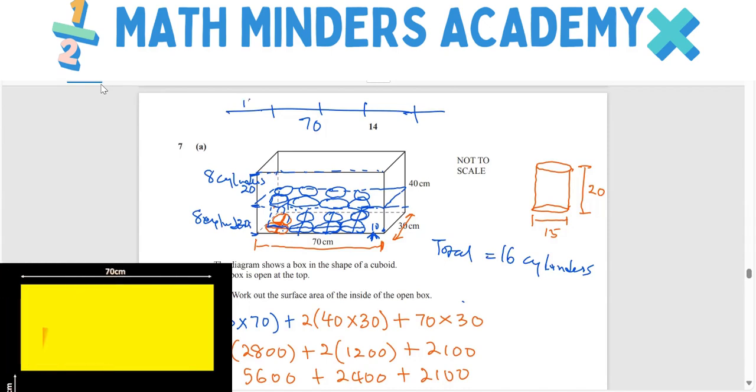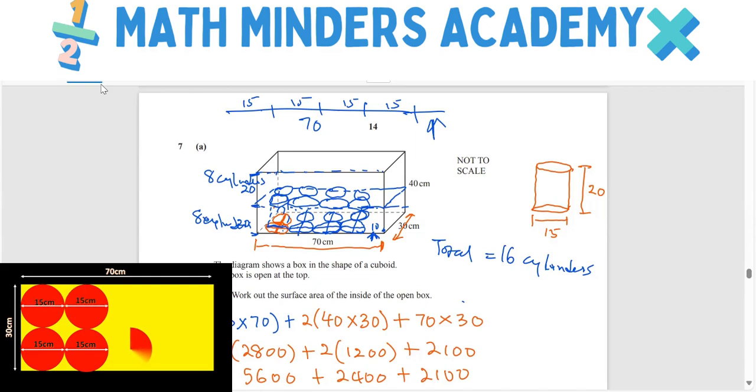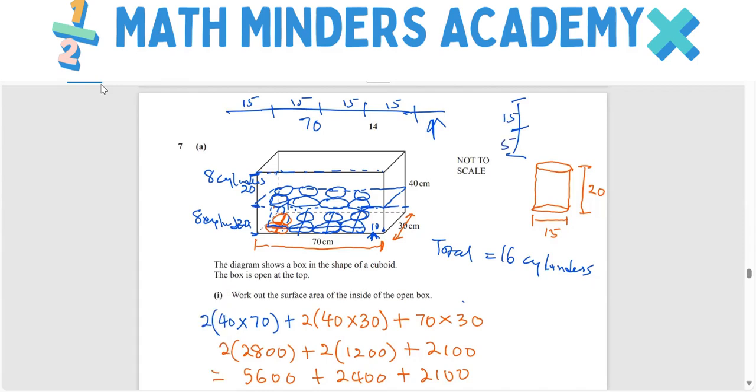So if this is 15, one cylinder, another cylinder, another cylinder, another cylinder, we can't have a cylinder here. So along here, we can have only 4 cylinders. And going this way, where this line is 30, we can only have 2 cylinders, 15, 15. So we have 4 by 2, 2 layers of 4 by 2. That is 16 cylinders. The first layer will contain 8 cylinders.